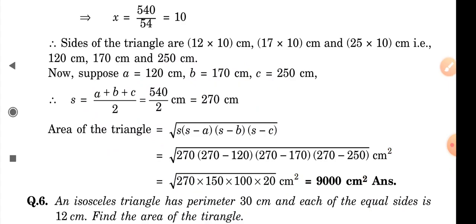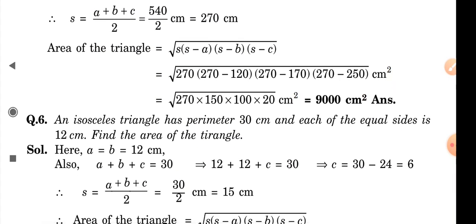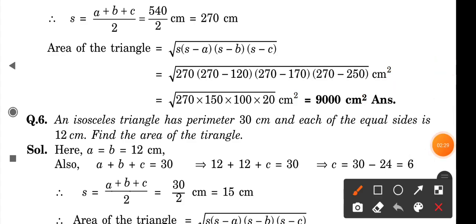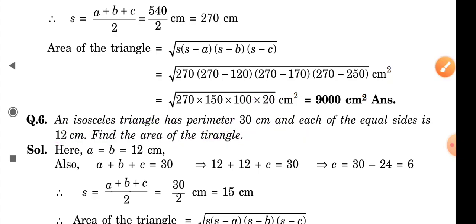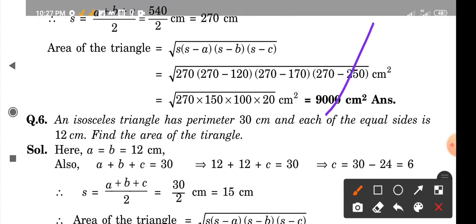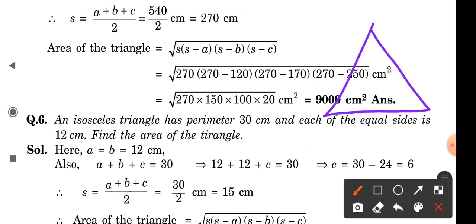Now moving to the next question, I'm going to read the next question. In this question, an isosceles triangle has the perimeter 30 centimeter. As I told you, the perimeter means sum of all the three sides, and each of the equal sides is 12. Find the area of the triangle. So for that, first you have to understand that in any triangle there are three sides and it is an isosceles triangle, and it is given in the question that each of the two equal sides is 12.